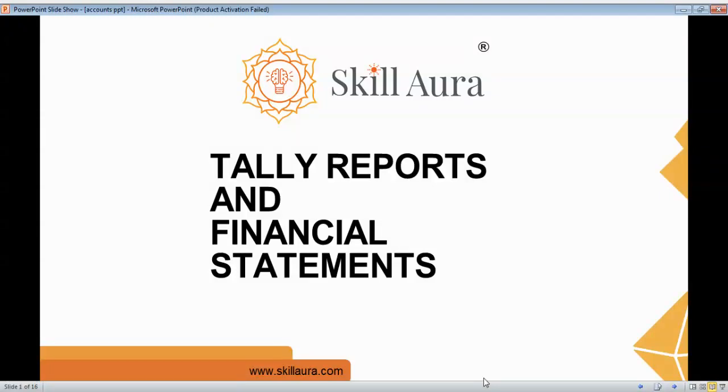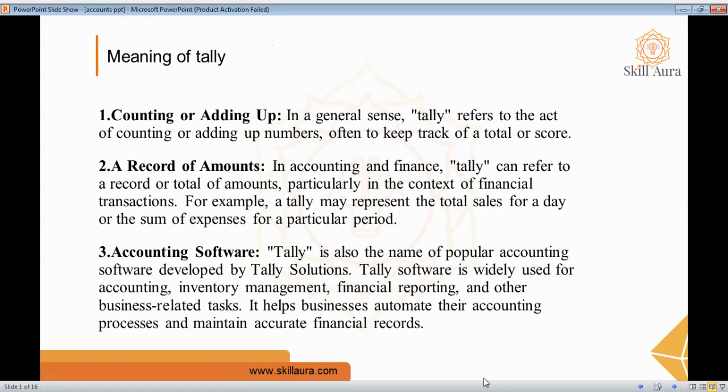I'm Lavanya. So, today we are going to start a new chapter that is Tally Reports and Financial Statement. In this chapter, we are going to understand the Tally Reports and the financial statements in Tally. So, let's go with the basic and start with it.